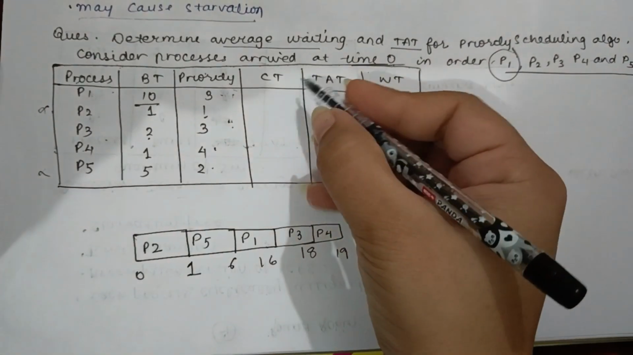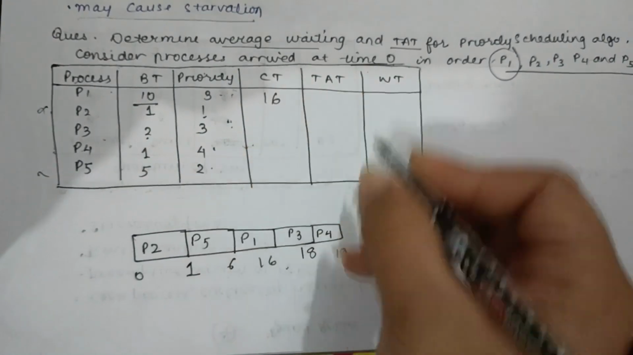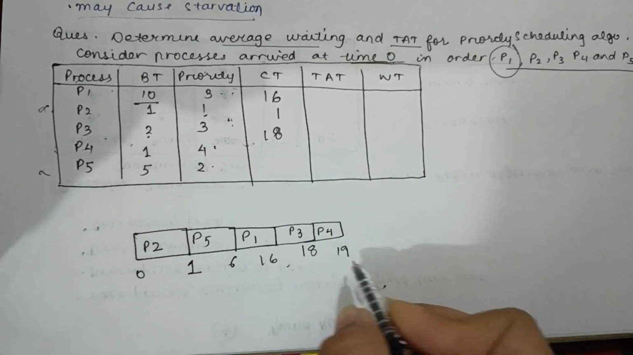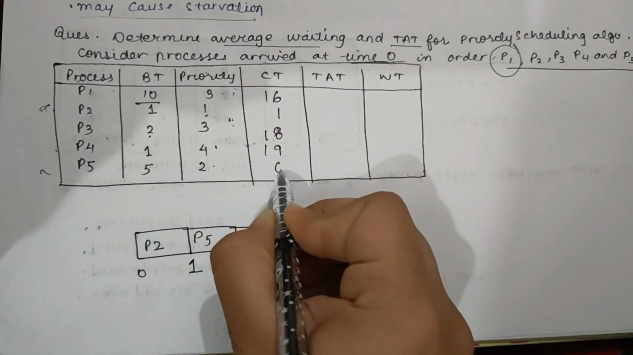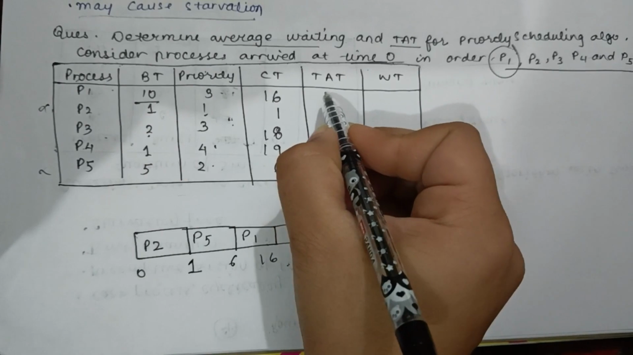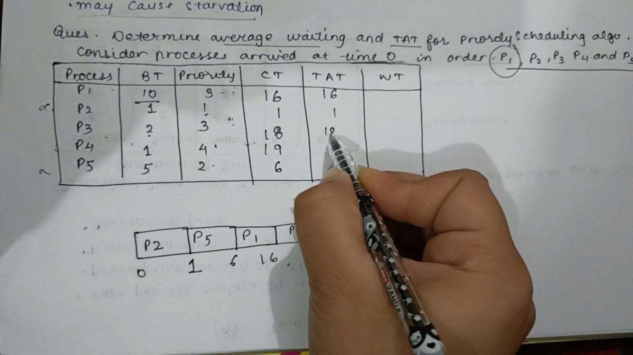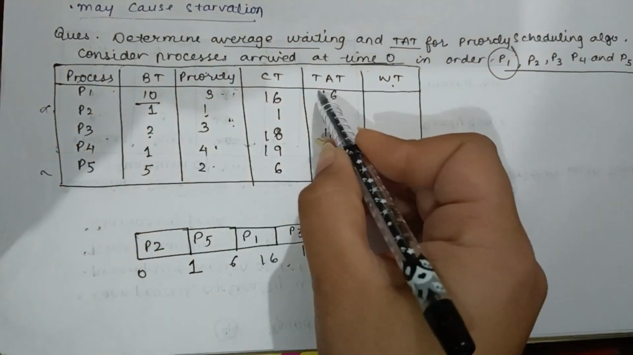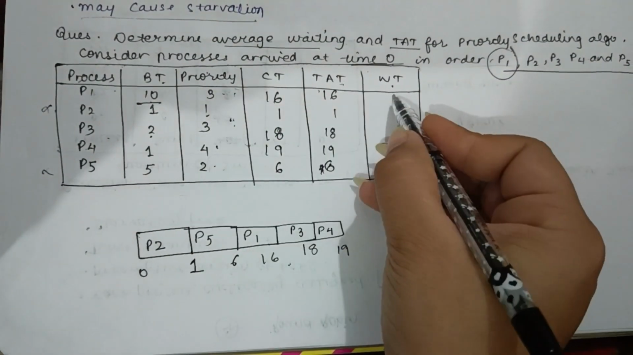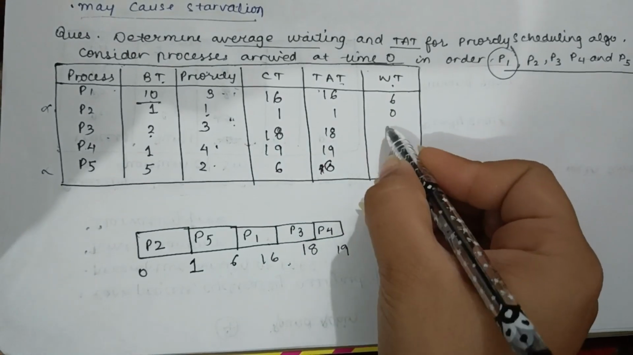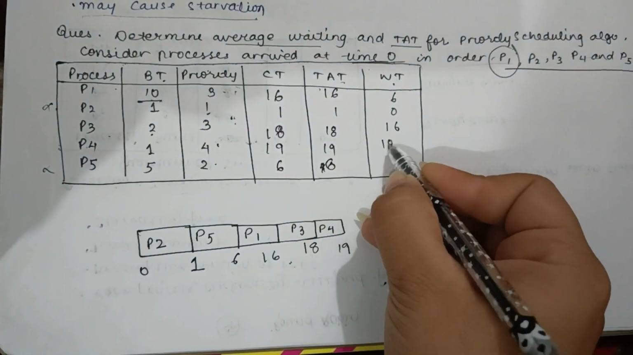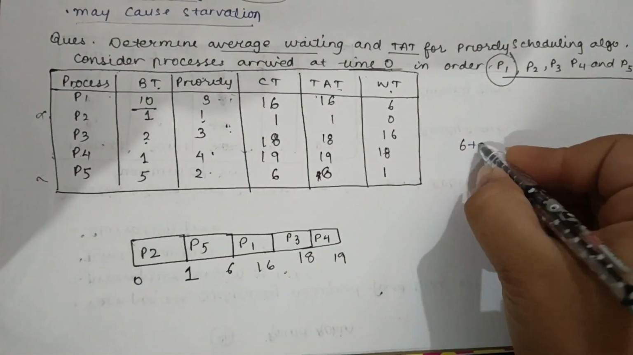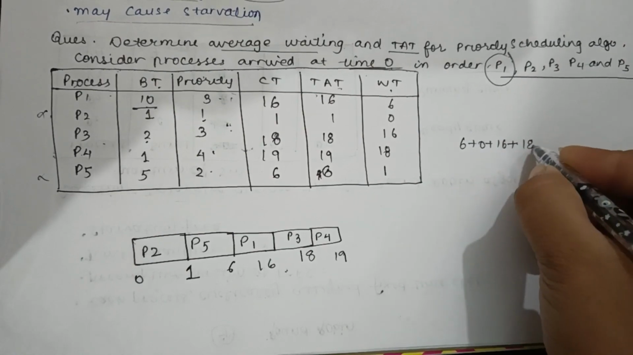So now completion time: P1 gets completed at 16, P2 gets completed at 1, P3 gets completed at 18, then P4 at 19 and P5 at 6. Turnaround time, subtract these. Because arrival was 0, this would be the same, and this is 6. And then we have waiting time, subtract these two. 16 minus 10, 6, 1 minus 1, 0, 18 minus 2, 16, 19 minus 1, 18, and then we have 6 minus 5, 1. So we have to calculate the average waiting time. 6 plus 0 plus 16 plus 18 plus 1.